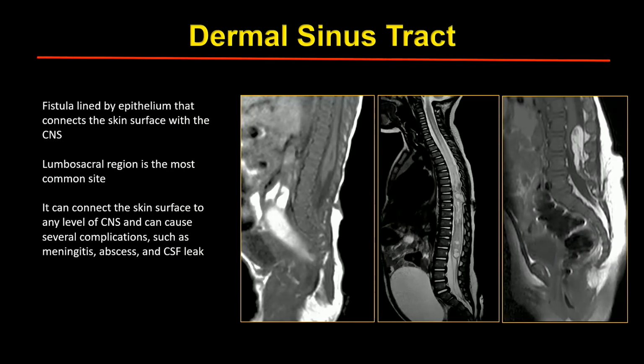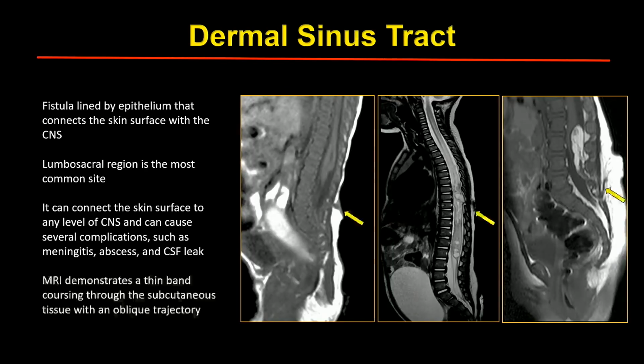Dermal sinus tract. It's a fistula lined by epithelium that connects the skin surface with the CNS. The definition is simple. Lumbosacral region is the most common site. Now, it can connect to any level of CNS and can cause complication because the CNS is now exposed to the skin surface, so it can cause meningitis, abscess, and CSF leak. On MR, you can see a thin band which courses through the subcutaneous tissue with an oblique trajectory. It can be oblique ascending trajectory, or it can be an oblique descending trajectory. Now, the three most common entities we see sinus tracts with are a tethered cord with a terminal syrinx, an epidermoid or a dermoid cyst, and of course, spinal lipomas.